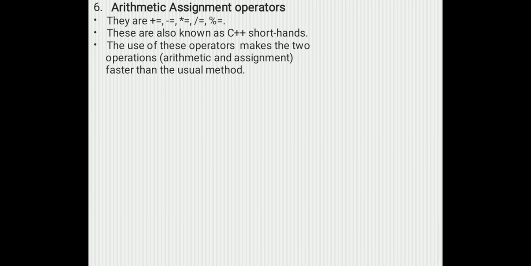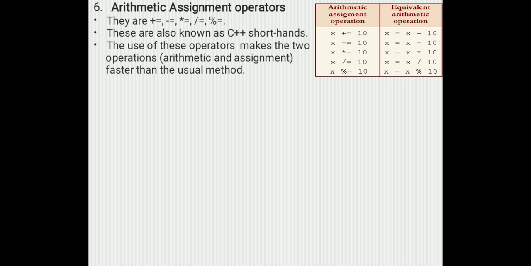And the next operators are arithmetic assignment operators. These operators are plus equal to, minus equal to, asterisk equal to, slash equal to, and modulus equal to, and these are also known as C++ shorthands. The use of these operators makes two operations, that is arithmetic and assignment, faster than the usual method. For example, x plus equal to 10 means x equal to x plus 10. x minus equal to 10 means x equal to x minus 10. That is faster than the usual method.